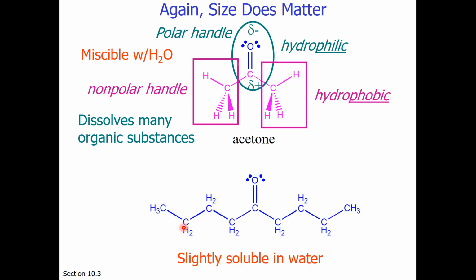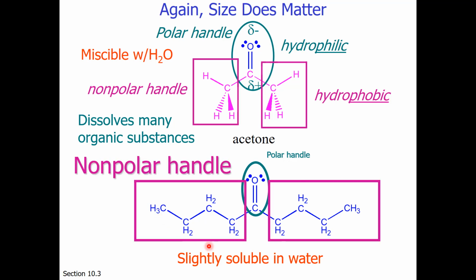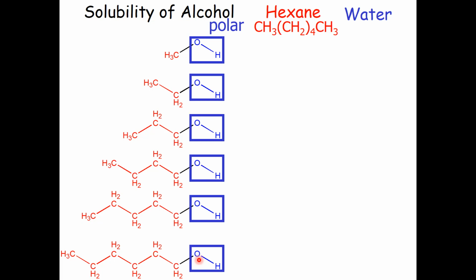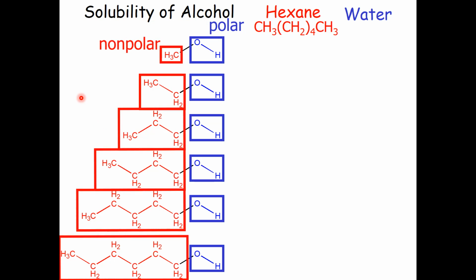But if we make the hydrophobic region larger, such that the polar handle acreage is much smaller than the nonpolar region, we wind up with a material that is only slightly soluble in water, but very soluble in organic substances. In fact, here's a series of alcohols, and we're going to look at the solubility in hexane, which is nonpolar, and water, which is polar. All of these are alcohols, so they all have that oxygen-hydrogen area, so that would be their polar region. And then they all have these carbon tails on them, which would be their nonpolar region. So let's look at the different types of solubilities we might have.